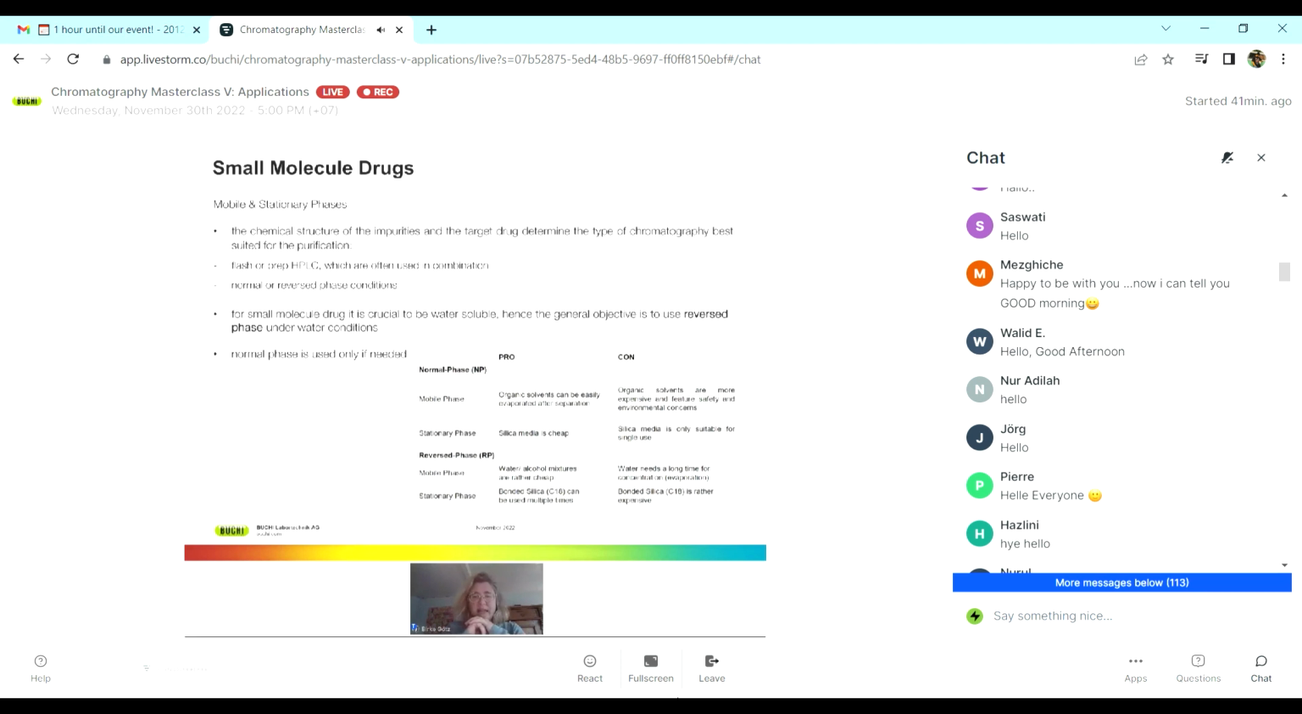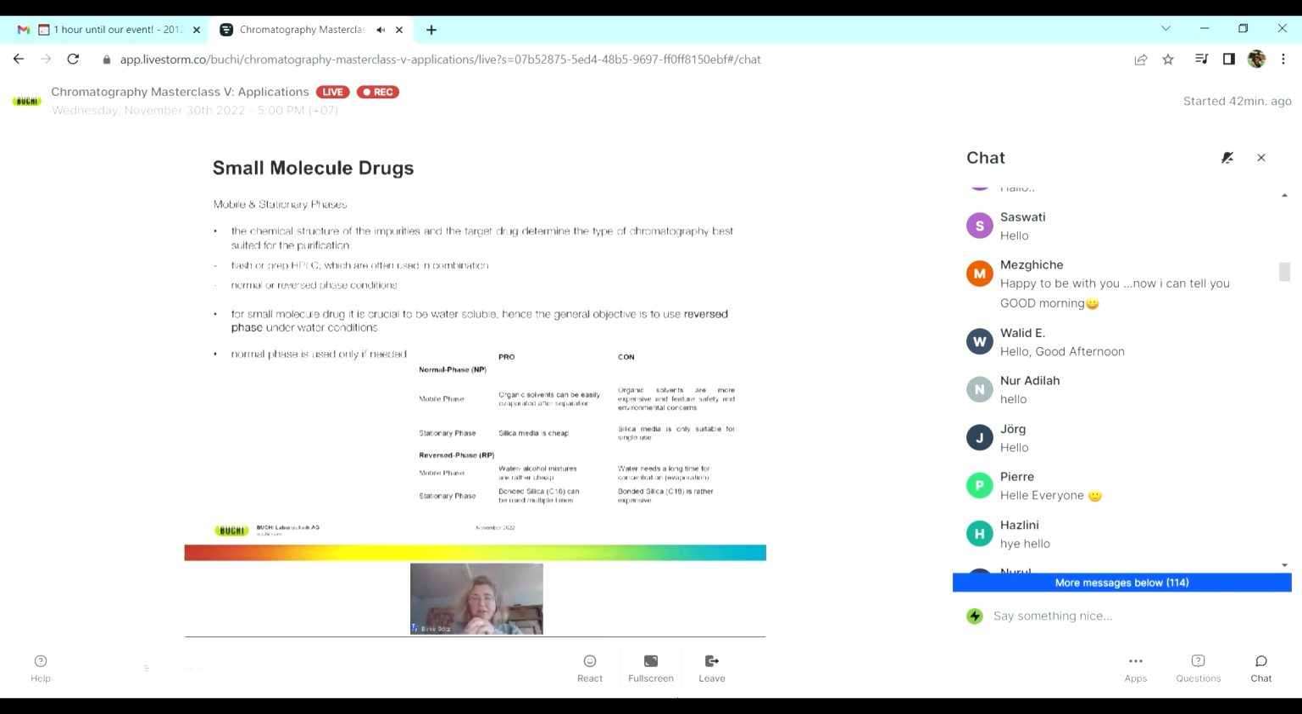I'm just bringing here again these pros and cons of normal phase and reverse phase, which I mentioned already in some of the other chromatography masterclasses. Just want to repeat this: for normal phase, the big advantage is that the mobile phase can be easily evaporated, and the silica is pretty cheap. The con is definitely that the organic solvents are more expensive, and environmental concerns are also a big topic for these normal phase solvents. And silica, even though it's very cheap, is only suitable for single use.